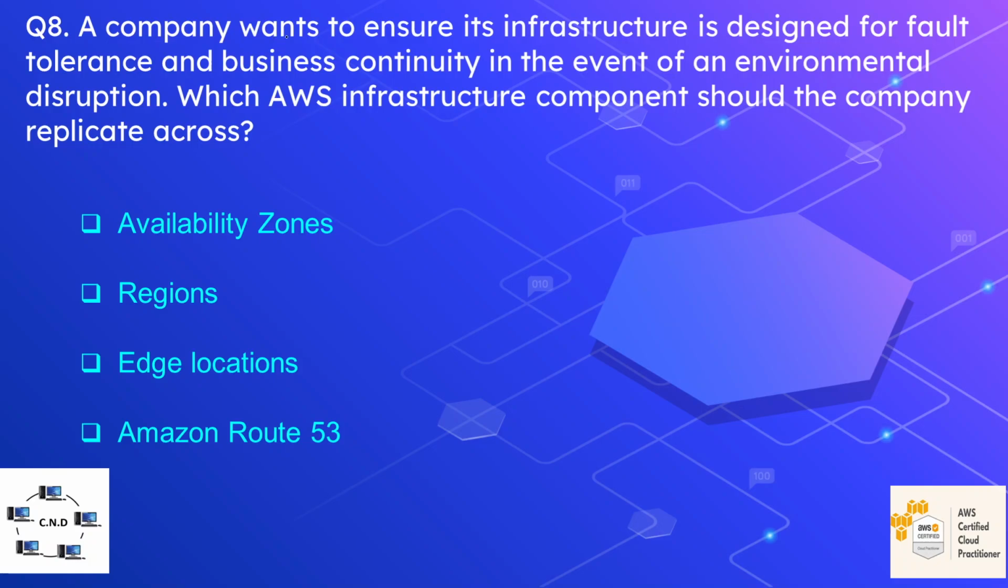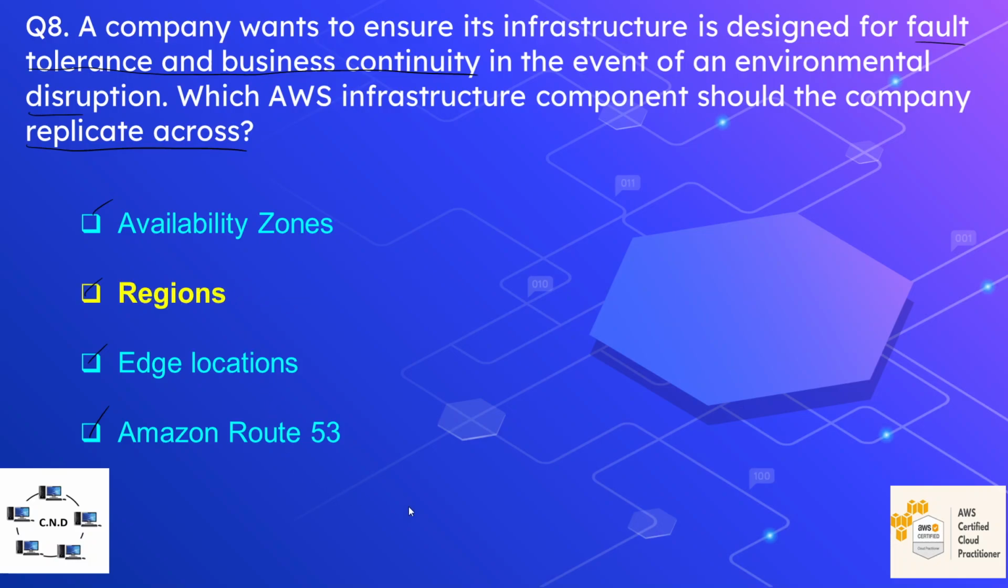Question number 8 is, the company wants to ensure its infrastructure is designed for fault tolerance. So again, the keyword is fault tolerance and business continuity in the event of an environmental disruption. Which AWS infrastructure component should the company replicate across? So the options are: option A, availability zone; option B, regions; option C, edge location; and option D, Amazon Route 53. And the correct option is the region.